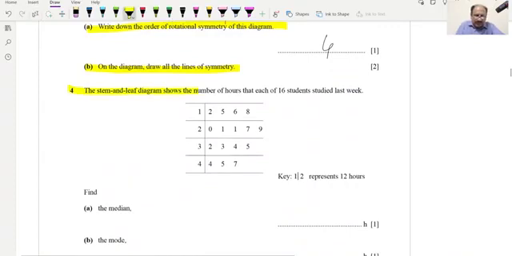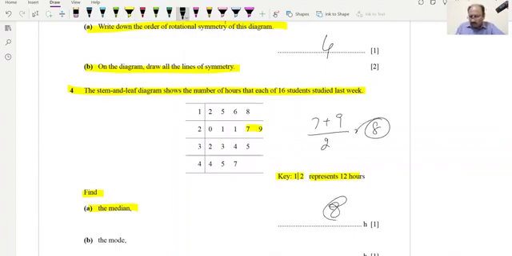Then the stem and leaf diagram, question number 4, shows the number of hours that each of 16 students studied last week. So the key is 1|2 is 12 hours. Find the median. The median will be the middle value, and the middle values will be 7 and 9. We will add, so 7 plus 9 divided by 2 will be equal to 8, so 8 will be the median.